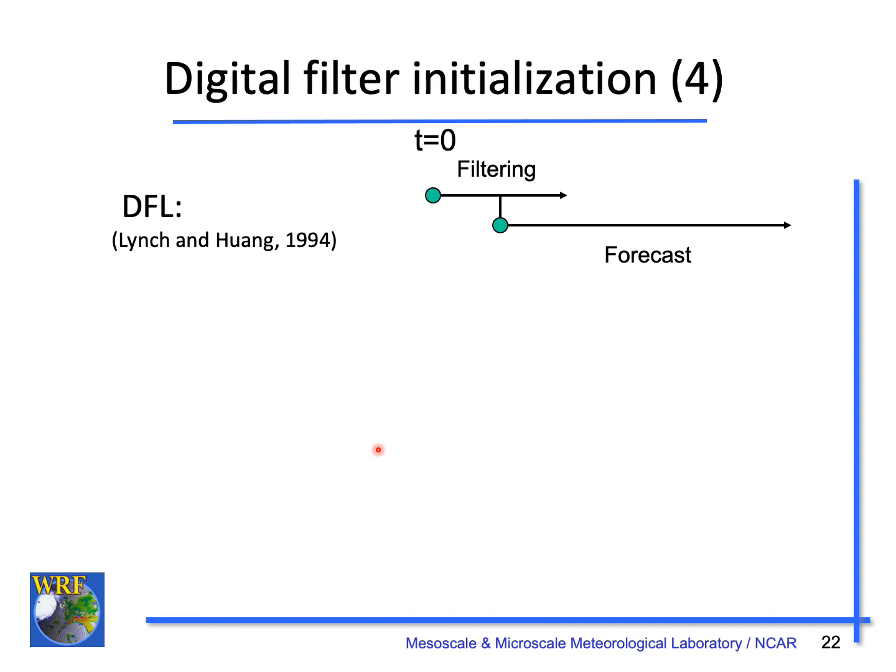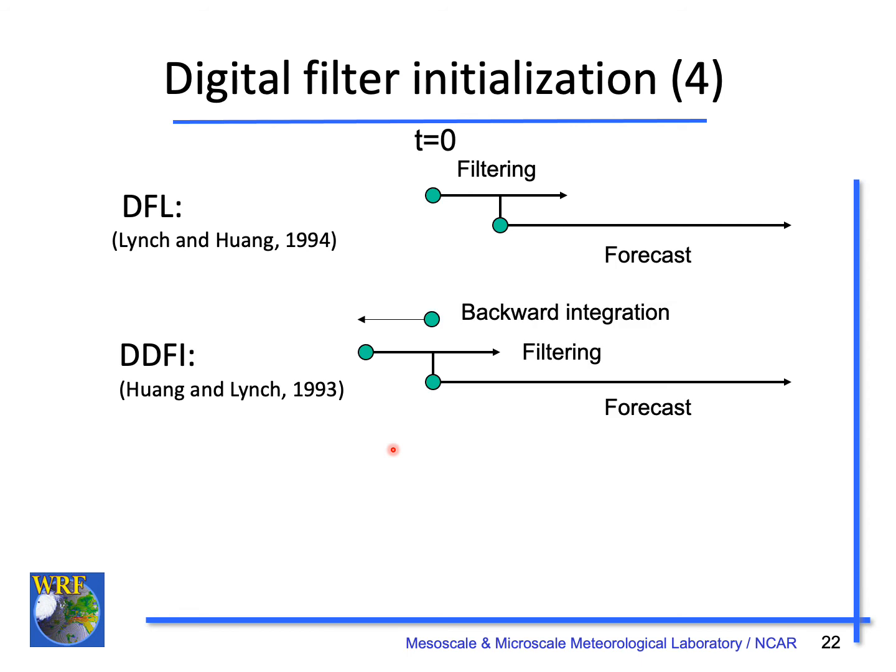There are three ways to do DFI in the model. The first is the simplest, called the digital filter launch. This option runs DFI during a period of the model integration, and then launches the forecast from the middle point of the DF window. This option will not alter the model initial state.